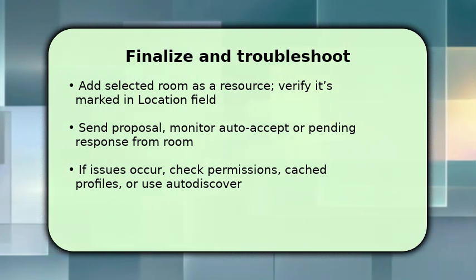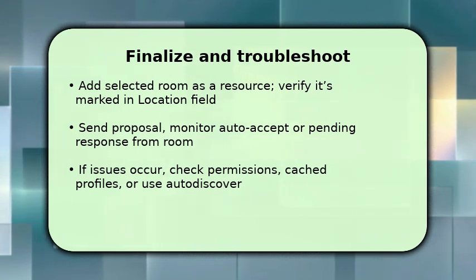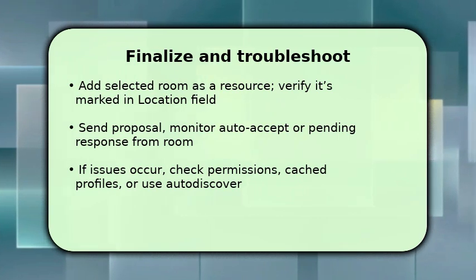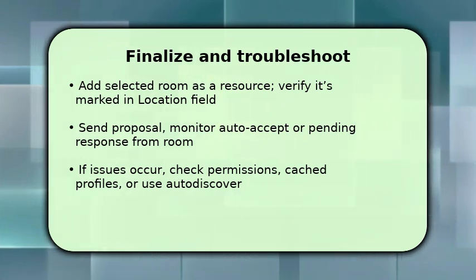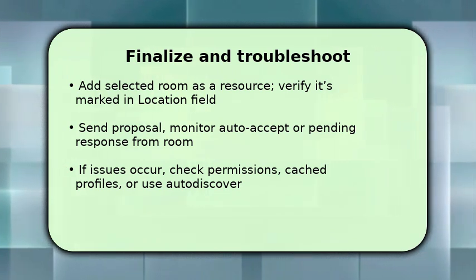If you can't see rooms or bookings aren't updating, clear Outlook cached profiles, verify mailbox permissions, and confirm Auto-Discover is working. If problems persist, contact your Exchange admin to check room mailbox settings and resource scheduling policies.